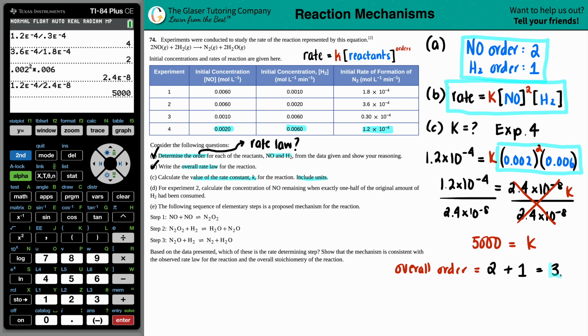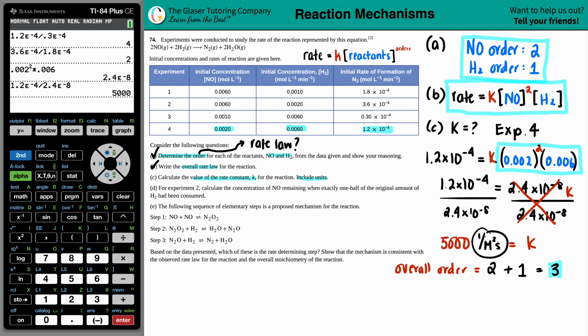Now, depending on what that overall order is, that's the units of K. So there's a K unit for 0 order, there's a K unit for 1, 2, and 3. For a third order, and maybe I'll just bring this out a little bit, the K units are going to be 1 over molarity squared times seconds. What you can also do if you're in a bind is use your rate law, plug in the units, and solve. You would get the same answer.